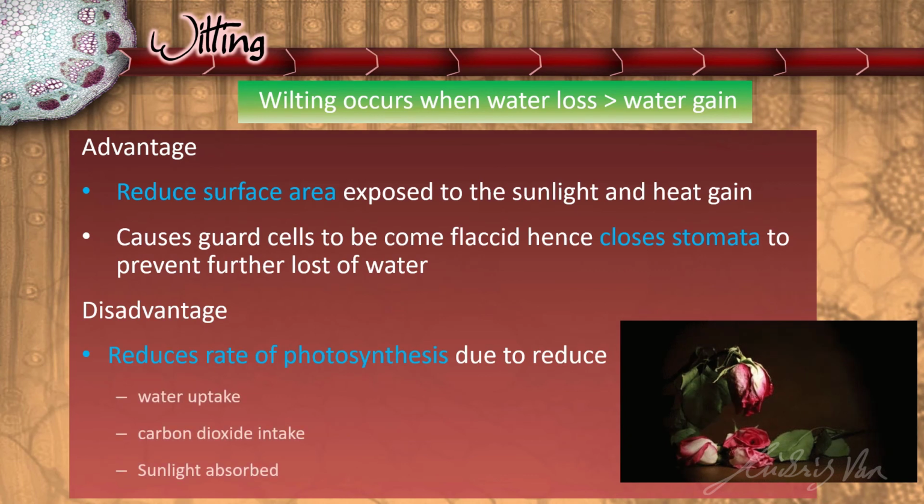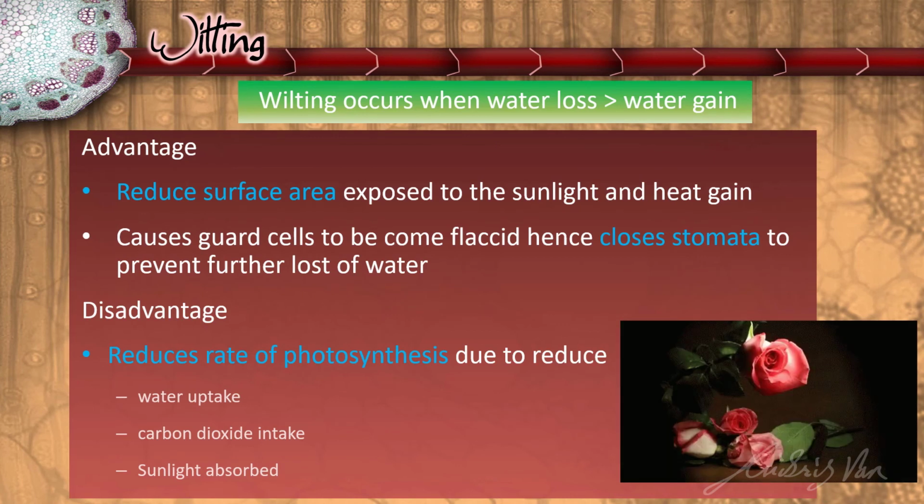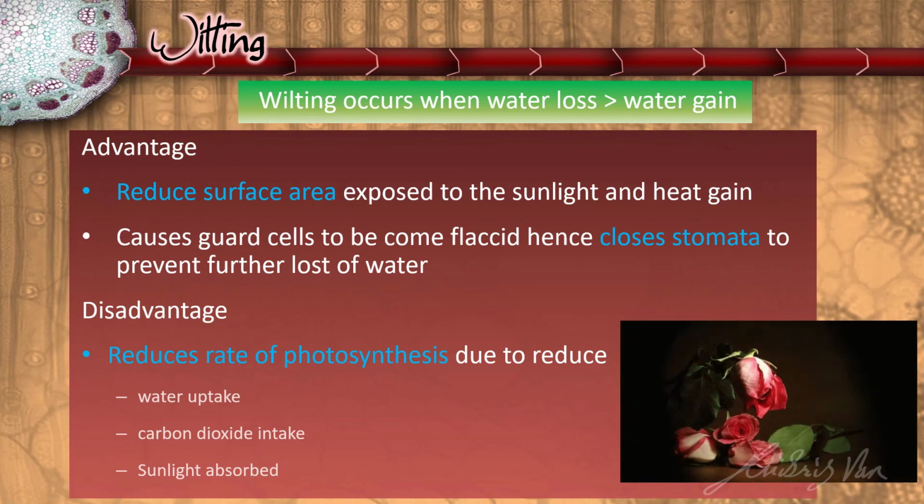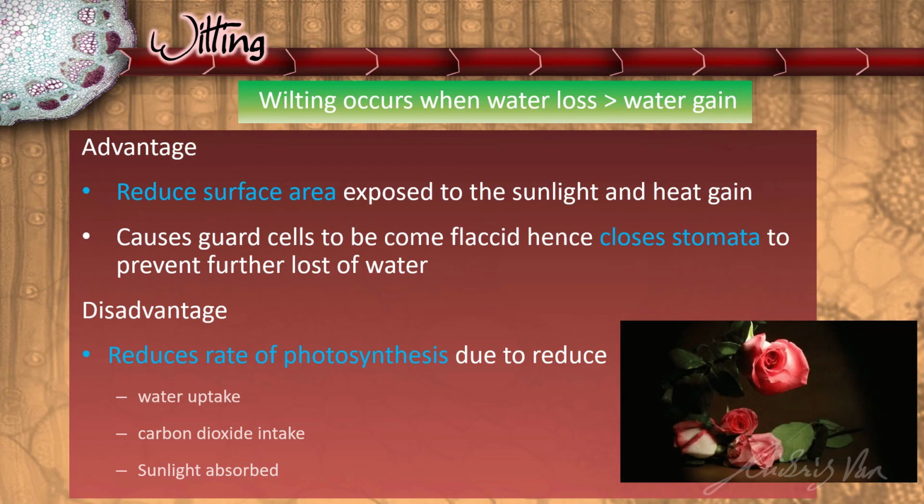But the disadvantage is, like I said, it will reduce the rate of photosynthesis due to the reduction in water uptake. Since there's a reduction in transpiration, there's a reduction in transpiration pull. We also cannot take in carbon dioxide, and the sunlight absorbed will be reduced since the leaf will have reduced surface area.